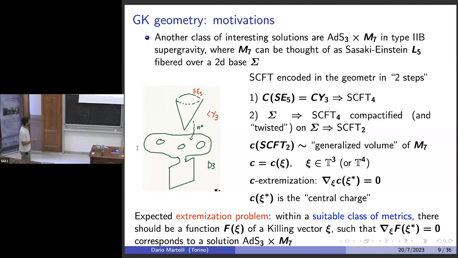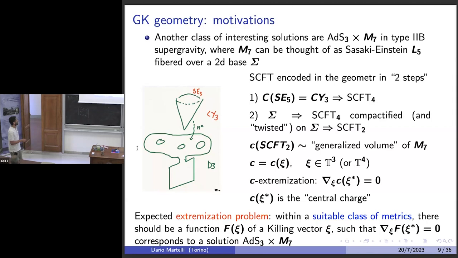So the field theory is, in this case, understood and constructed in two steps. One starts from the field theory in four dimensions, which has the data of the Sasaki-Einstein, and then the data of the Riemann surface comes when you compactify this four-dimensional theory, and you get down to a two-dimensional theory. The observable that I was talking about is again a central charge. And geometrically in this solution it is related to a sort of generalized volume, which I will make precise in a short while, of this internal manifold. And again, this is kind of a carbon copy story. You have to extremize this function in the field theory and you get the central charge.